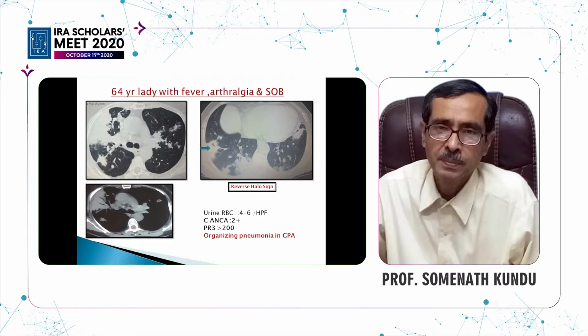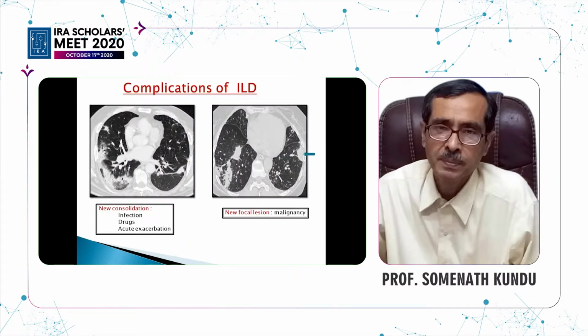So besides the patterns in ILD, the HRCT also enables us to look for the complications of ILD. If you get new consolidation, think about infections, drugs, or acute exacerbation of ILD. If you get new focal lesions, exclude malignancy, maybe bronchogenic carcinoma, maybe lymphoreticular malignancies also. Sjogren syndrome can present with MALTomas.